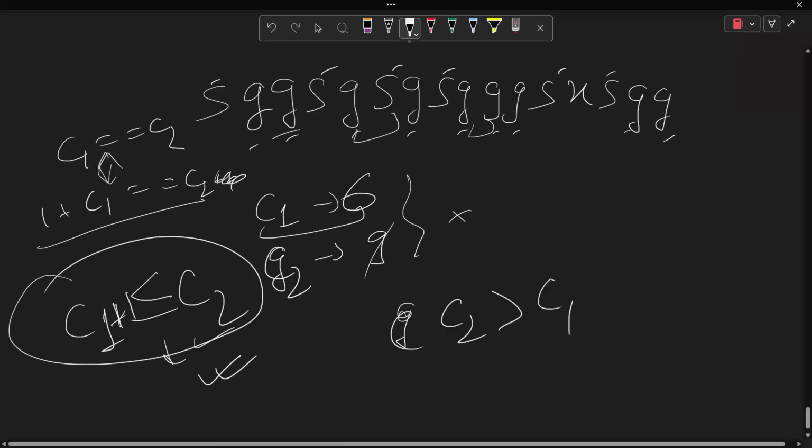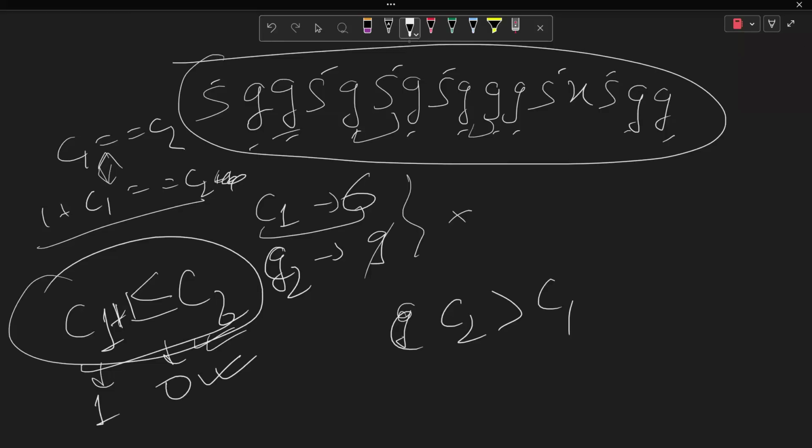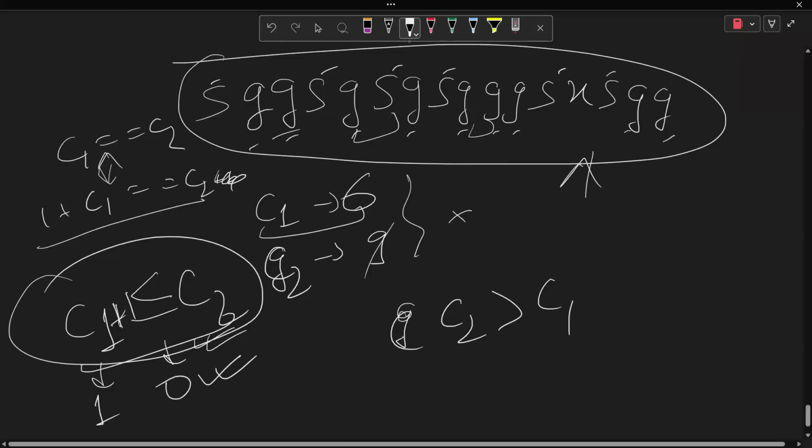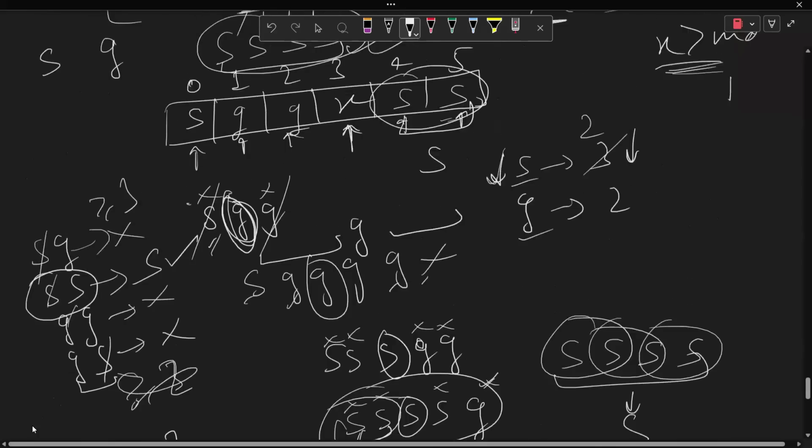So basically, that's what you need to do. Reduce all the smallers to a single s, then count the number of s and g. If the number of s plus 1 is less than or equal to g, then answer yes, otherwise no. Now, how can you do this optimally? That's another problem. I hope till this it's clear.